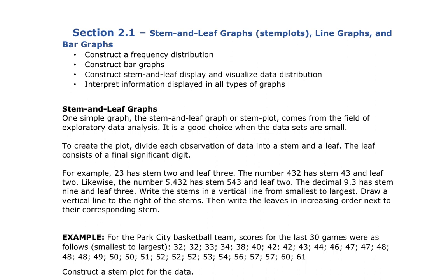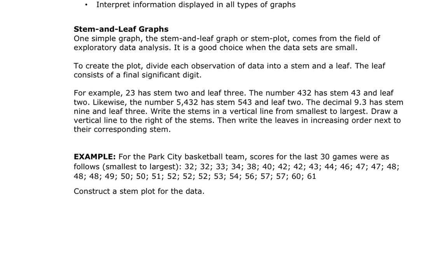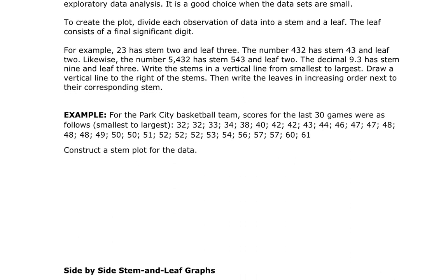Here's an example where we have a Park City basketball team's scores for at least 30 games, with these values from highest to lowest. We want to construct a stem plot or stem and leaf graph. So the first thing you want to do is draw a straight line. And this is nice that it's already in order. We're going to start with the 3, so all the ones that have 30 will follow that. So the 3 represents the 30s. The 4 I'm going to write next represents the 40s. We are going to put a 5 for the 50s and a 6 for the 60s.